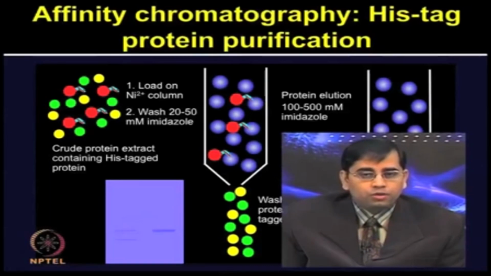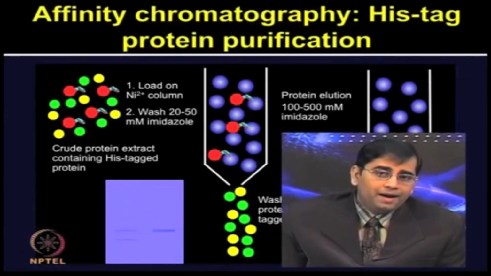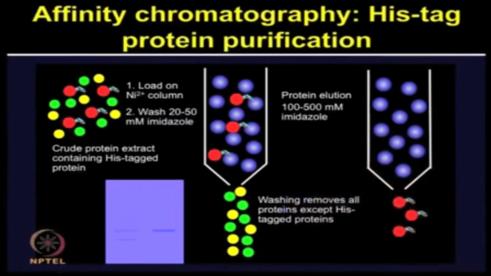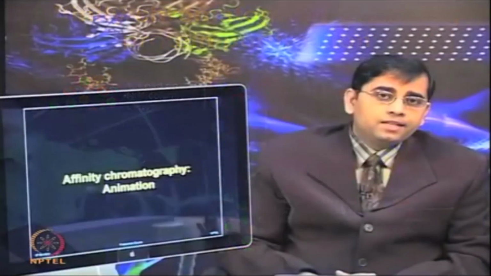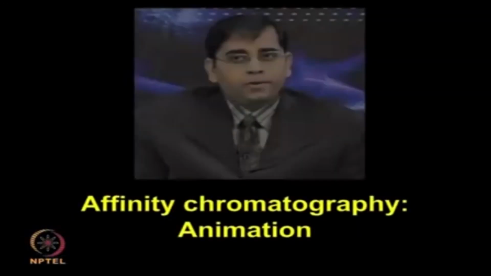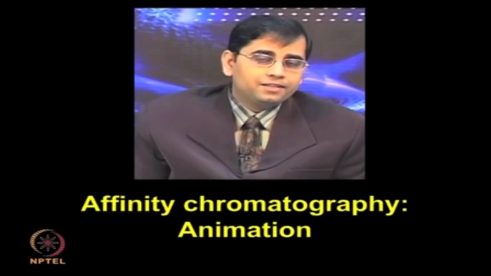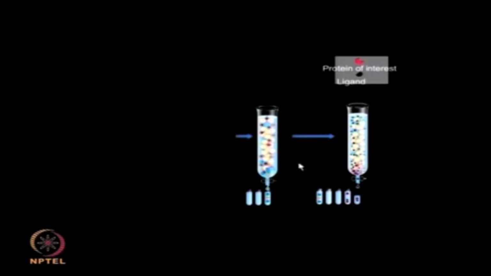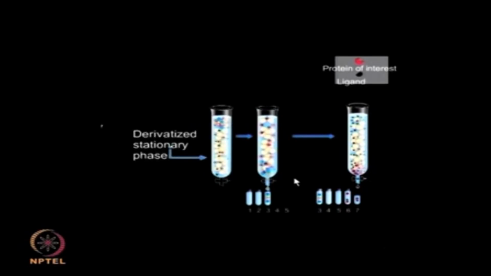So, one case is shown on the left side where contaminating bands are seen, whereas in the other case only a pure band can be seen. So, let us discuss the affinity chromatography methods step by step in the following animation. Let me give you a definition of a few components.